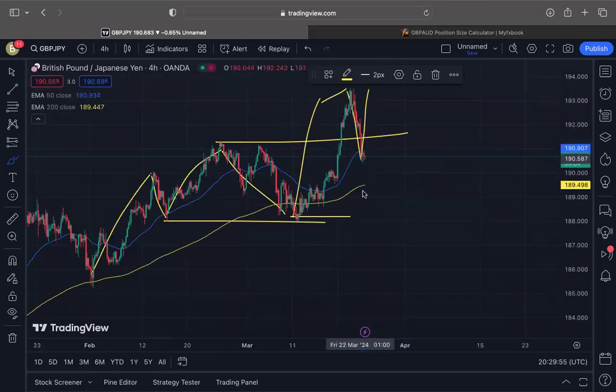Price can still come down into this previous support, and then we can see the break to the downside as well, and then we wait for the pullback, and then we'll continue to sell.